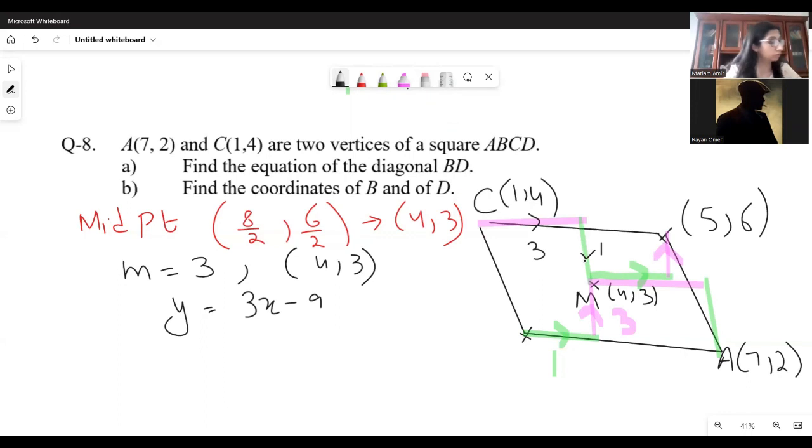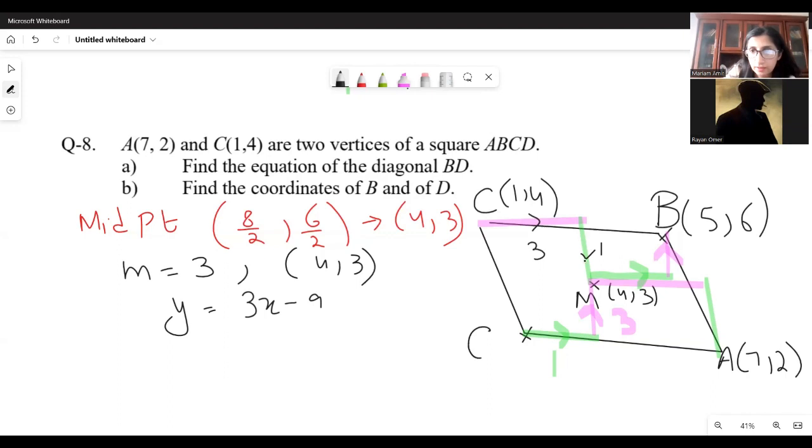Let me check the answer for question number 8. I have a question though. 5,6. अब ये 5,6 आया है, how do we know कि ये B का coordinate है या D का? Doesn't make any difference. B कह लो, D कह लो, कोई फर्क नहीं पड़ता. ठीक है? Okay. Now let's say this is B.